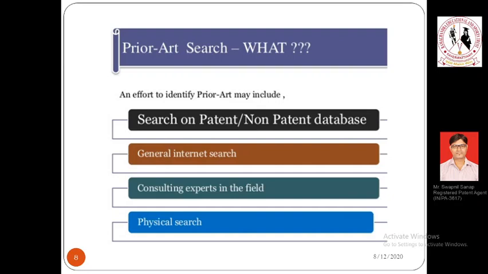Now why am I discussing this? Because a similar approach is considered when we do a patent search. It is not rocket science. The only point is it is a more focused and target-oriented search, and that is the reason it would be a bit more difficult as compared to the normal search that we do on Google. So in a prior art search, an effort to identify prior art is required, and it is mandatory to identify prior art when you do a patent search.